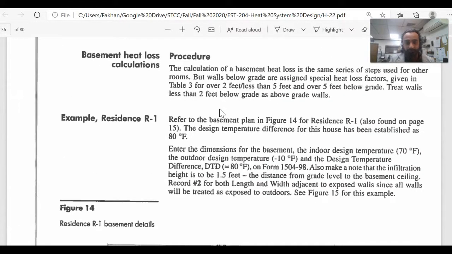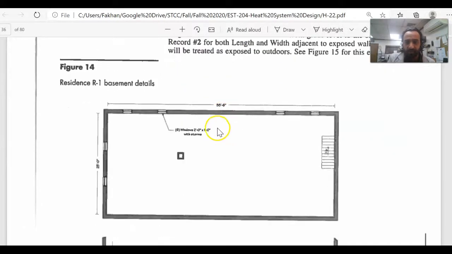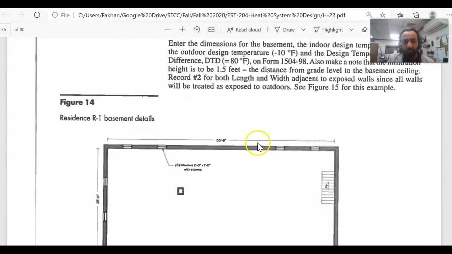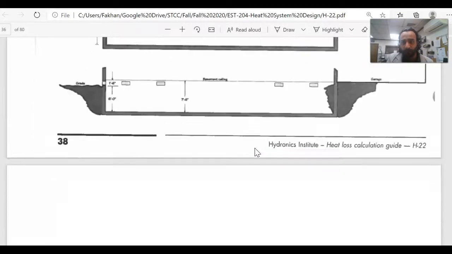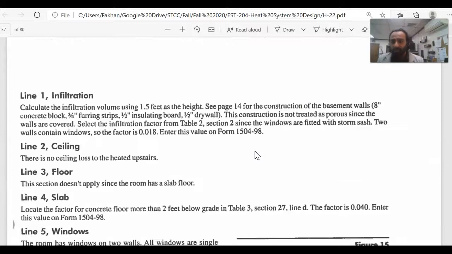Basements. If you're going to heat the basement, you have to look at the slabs, the walls and the heat factors. There's a special case for that, and there are also some windows with infiltration in it, and it's below grade. So that's for the basement. This is the whole thing about the basement. No ceiling for the basement. Infiltration coming from the walls.